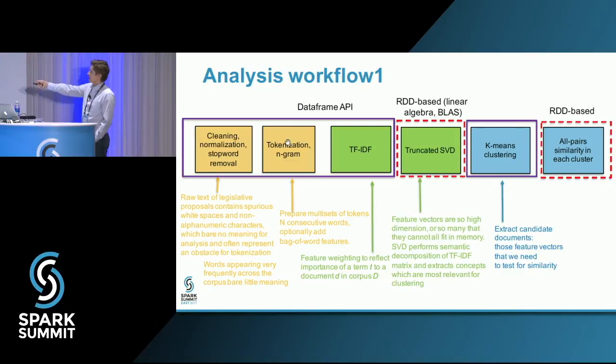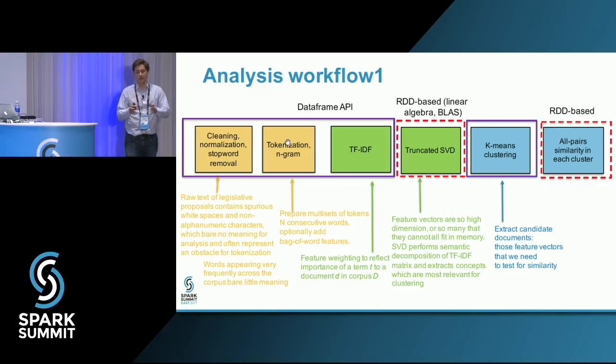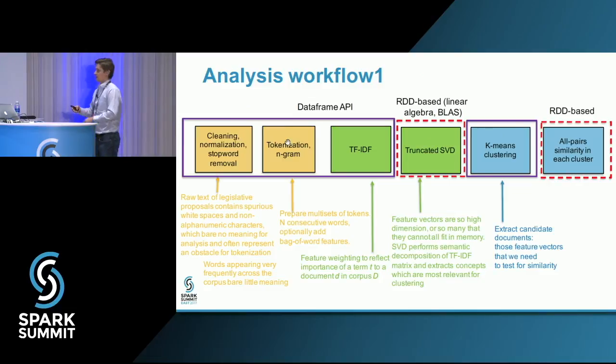Speaking of the API here, these parts are data frame based, and unfortunately currently all the linear algebra in Spark is essentially a set of wrappers to BLAS, Fortran libraries, so it's the Spark MLlib and RDD based API. So we have to do some conversion here of data frame and to RDD and back. Then we apply Kmeans clustering. So the goal here is not only to identify topics, but the groups of documents to focus on for the all pairs similarity comparison, which follows.